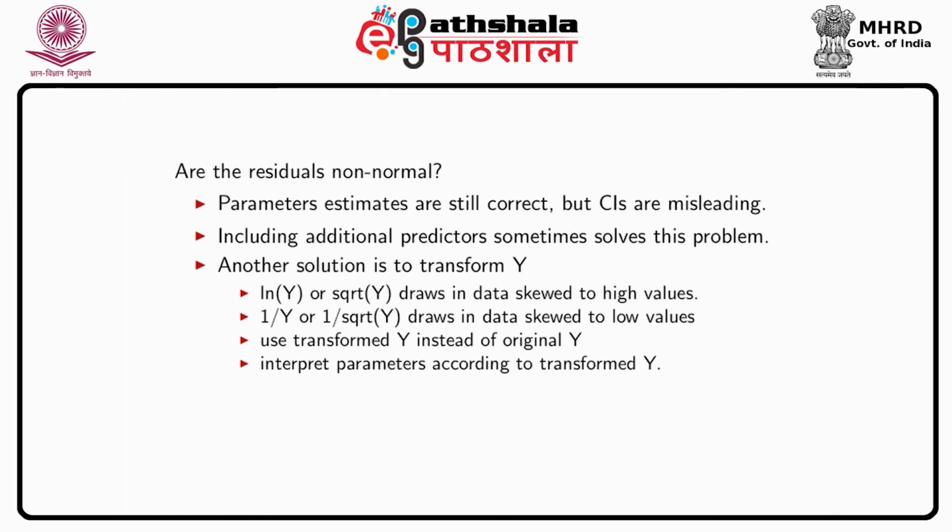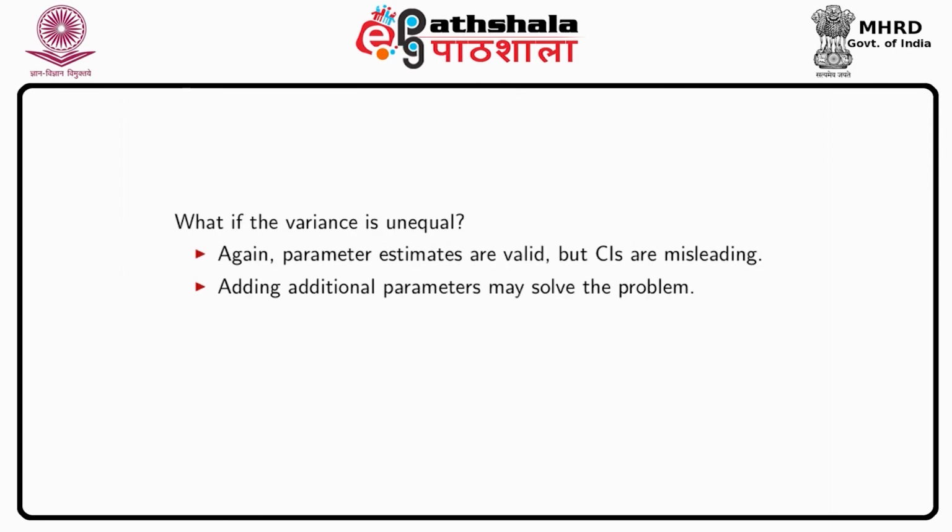For instance, if we take log of y as well as log of x in a linear model, then the interpretation of the slope coefficient becomes the elasticity coefficient for y, which is nothing but the relative change in y divided by the relative change in x, instead of the absolute change, which is the slope for a linear regression. Now what happens if the variance is unequal for the data set? The parameter estimates are valid, but the confidence intervals would be misleading. Also, additional parameters may solve the problem, which translates to the fact that we can include more x variables in the model, which will reduce the violation of the assumptions.